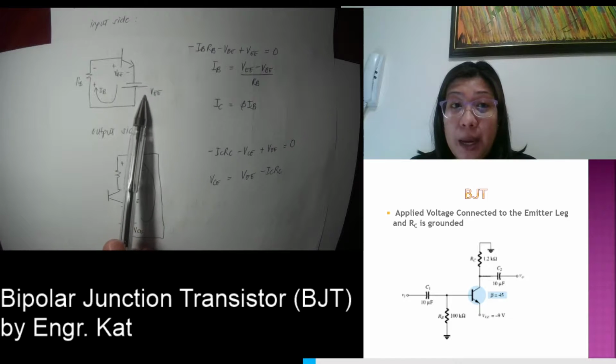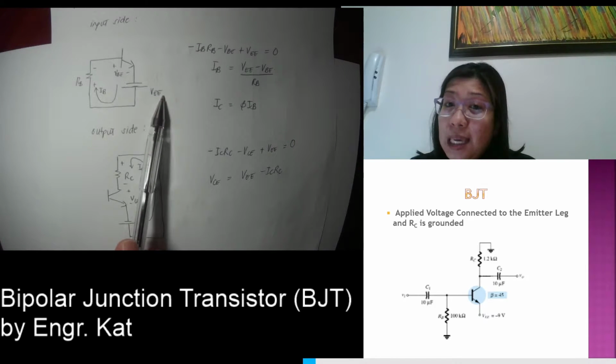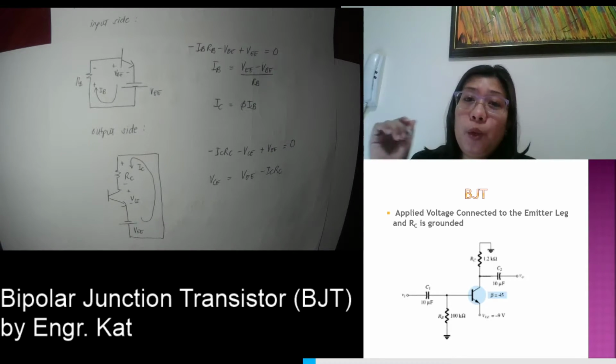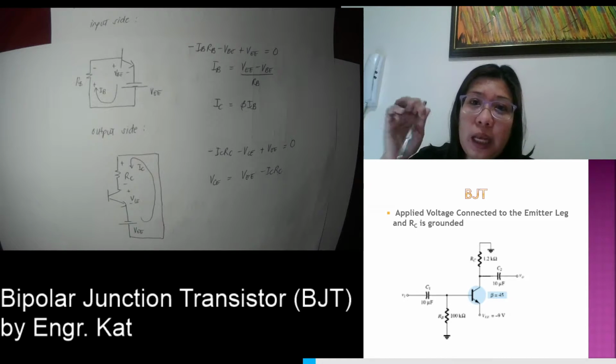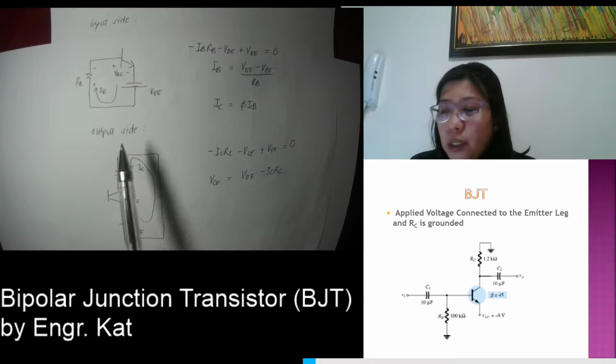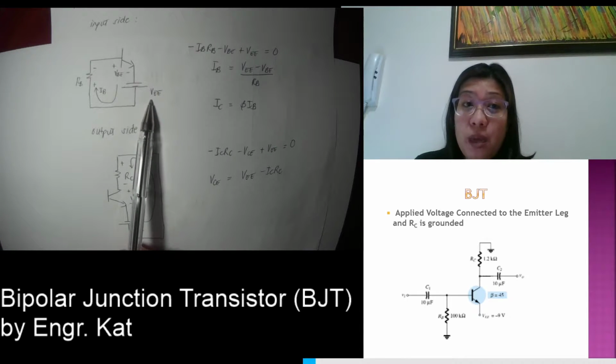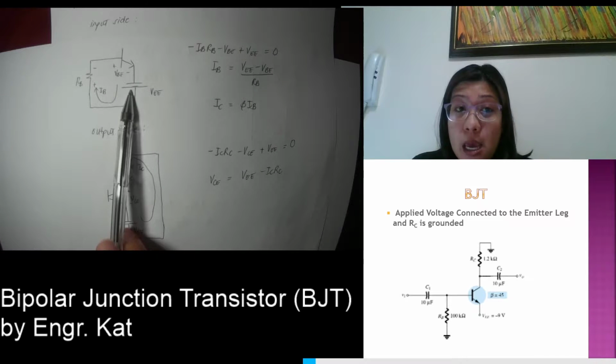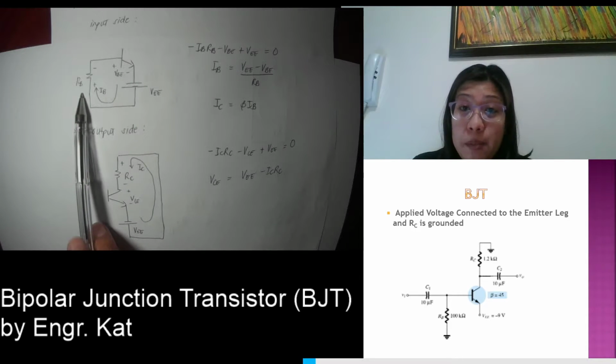Okay, so negative, positive. So we will be calling that VEE. So not VCC, because when we say VCC, that is one which is connected to the collector side. So if it is connected to the emitter side, we will be calling it your VEE. So we have here your VEE connected to your RB, okay?